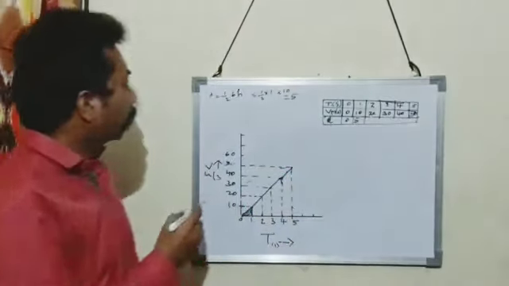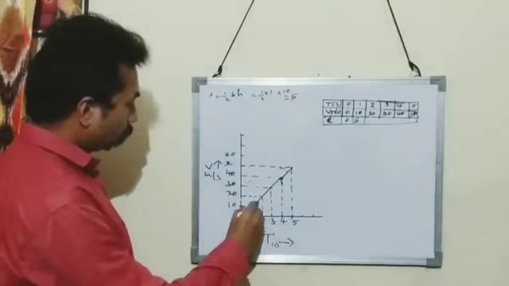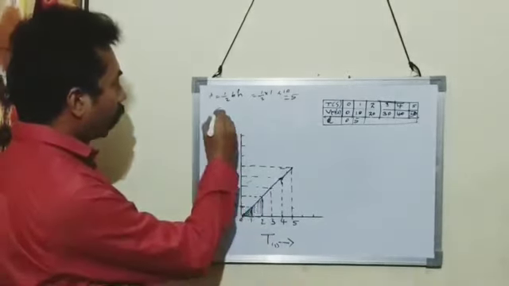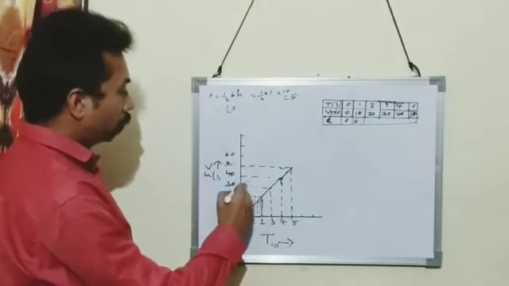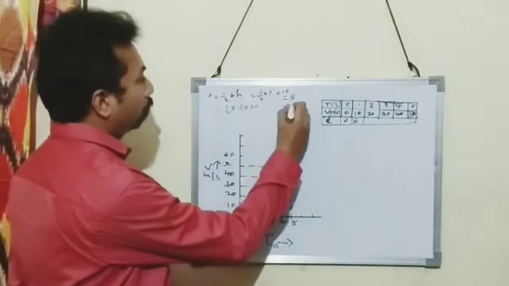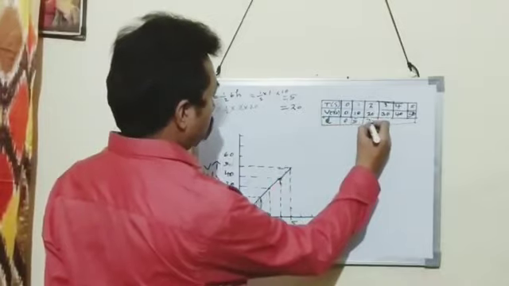So what is the displacement in 2 seconds? We have to find the area of this triangle. So what will come? Half base into height, half 2 into 20, which is equal to 20 meter. In 2 seconds displacement is 20 meter.